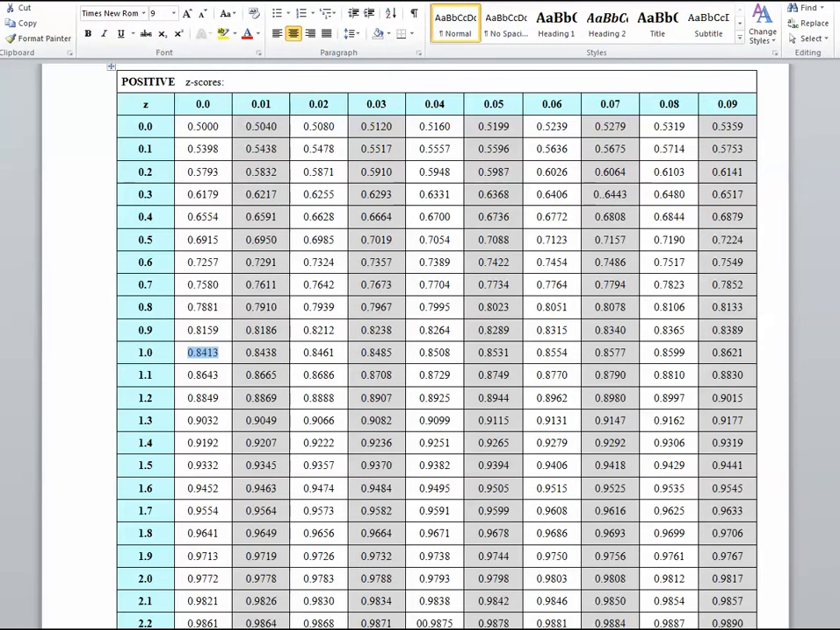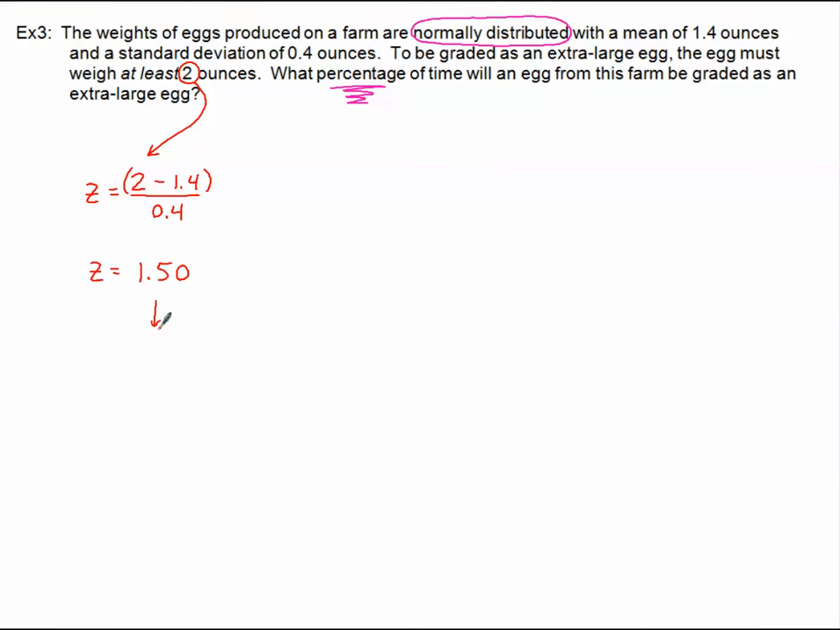1.50, oh, here we are. 1.5, and the 0 is right there in the first one. 1.50 is right here. 93.32. So this corresponds to 0.9332. And that, of course, is 93.32%. So the question is, is this the answer? Are 93% of the eggs from this farm going to be graded as extra large?